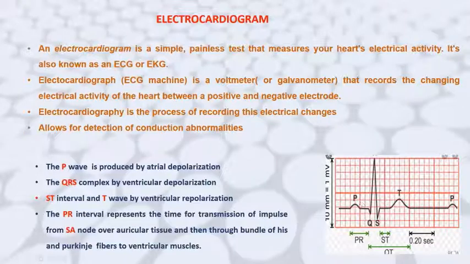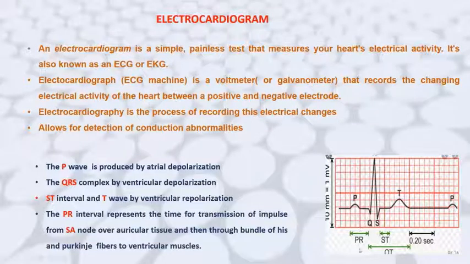So here you can see this P wave. This P wave is mainly produced due to the atrial depolarization, that is the contraction time. During the atrial or auricle contraction, this wave is produced. Next is this QRS complex, which is produced by the ventricular depolarization. When the ventricles contract, this huge complex, the QRS, is produced.